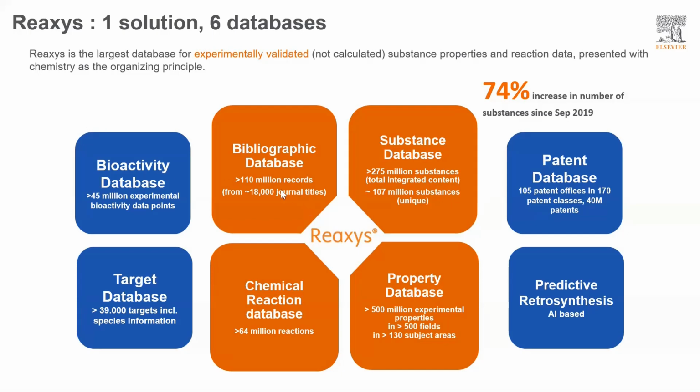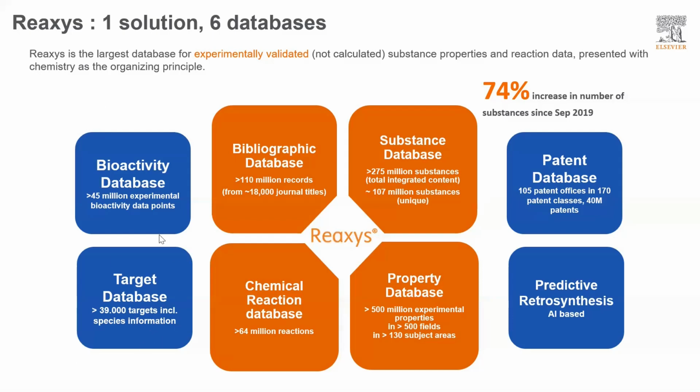We have 18,000 journals, which is much more than SciFinder, for example. And we also have a patent database here on the right, the blue square on the right, 105 patent offices, which is again more than SciFinder. 170 patent classes, 40 million patents. So you will also see there is a lot of patent information as well. So you can do the full bibliographic review and also patent review.